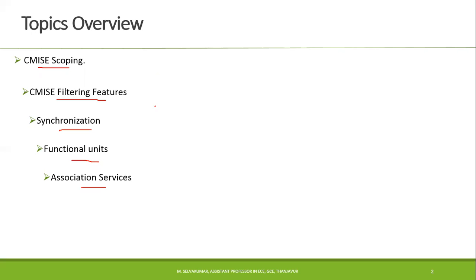Synchronization is used to synchronize particular elements, or objects, of the remote systems. Functional units are united together for some of the services, and association services are also adapted with the functional units.